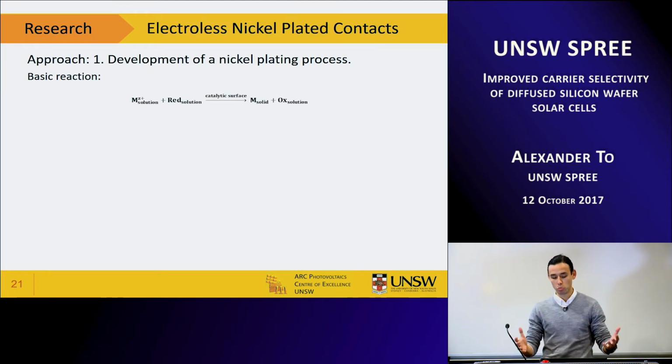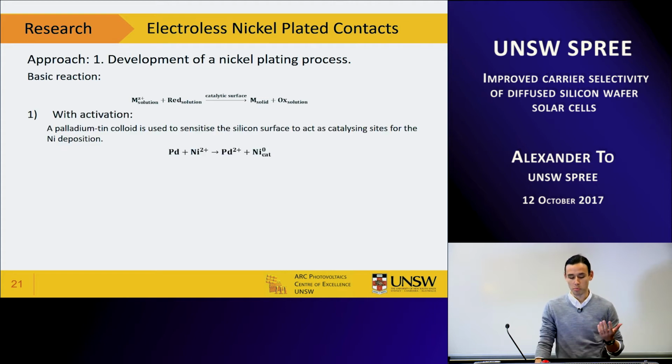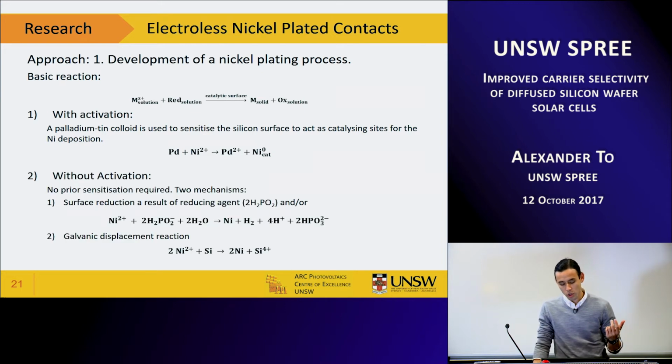So nickel plating is quite complex, but in its simplest, it's a redox reaction. And there's two sort of approaches. One is with activation. This is kind of like the old school way of doing things. You use a palladium to activate the surface, and then you get a catalyzing site for the deposition. With activation, you have essentially either a galvanic displacement reaction or a reducing reaction in the case that a hypophosphite agent is in there, or both. It's not quite clear. But nonetheless, these are the two chemistries, and we tested both in this work.